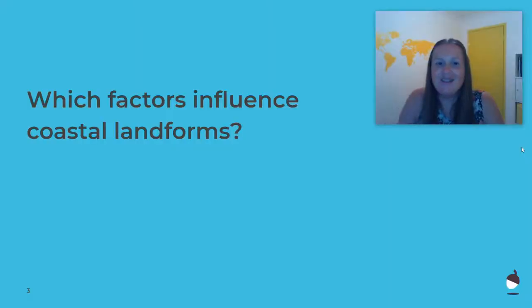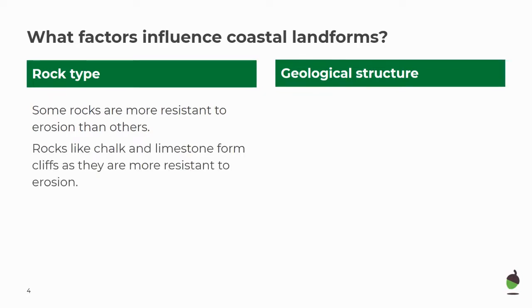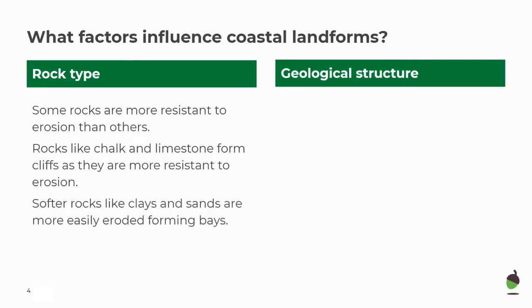Right, okay. So we're going to start today by looking at what factors influence coastal landforms. There are two factors that influence coastal landforms. The first one we're going to talk about is the rock type. Some rocks are more resistant to erosion than others. That means they don't erode away as easily. Rocks like chalk and limestone form cliffs as they are more resistant to erosion. Softer rocks like clays and sands are more easily eroded, so often would form bays.